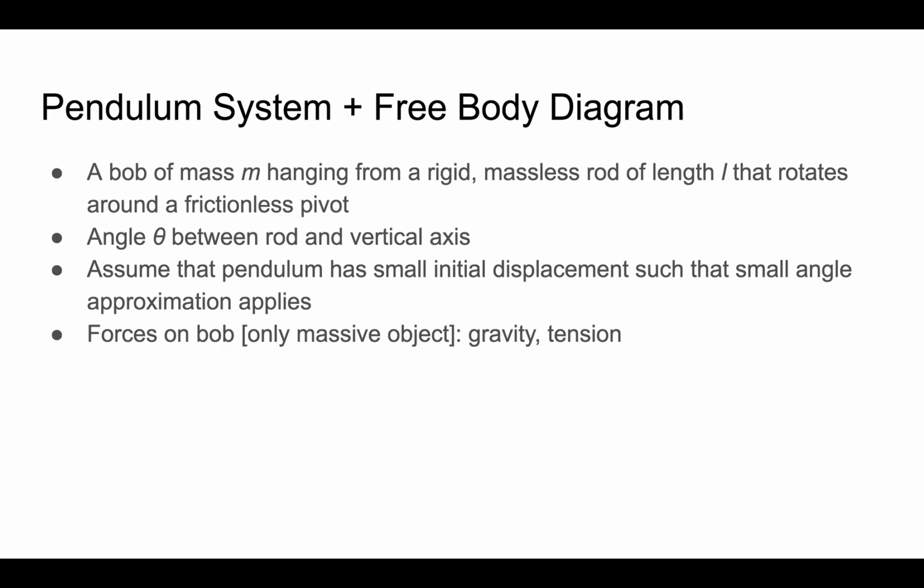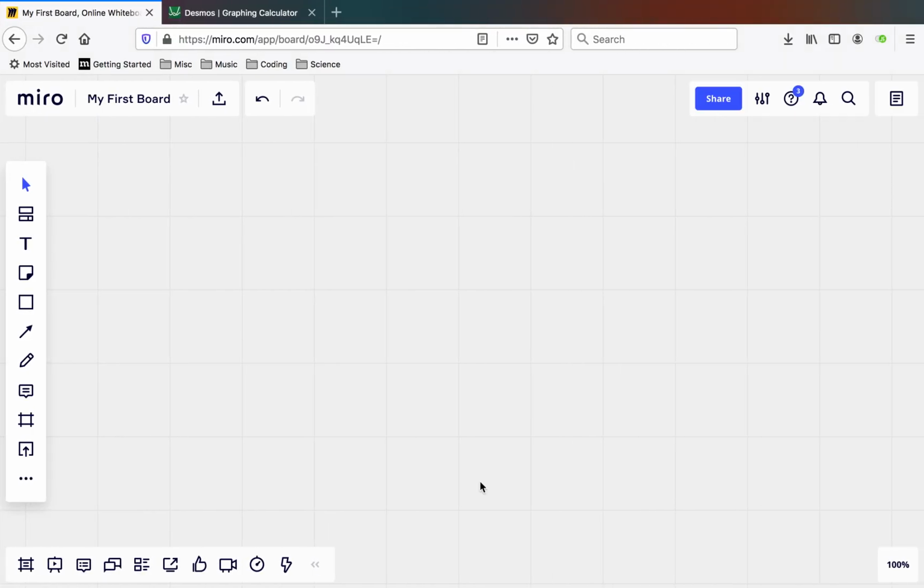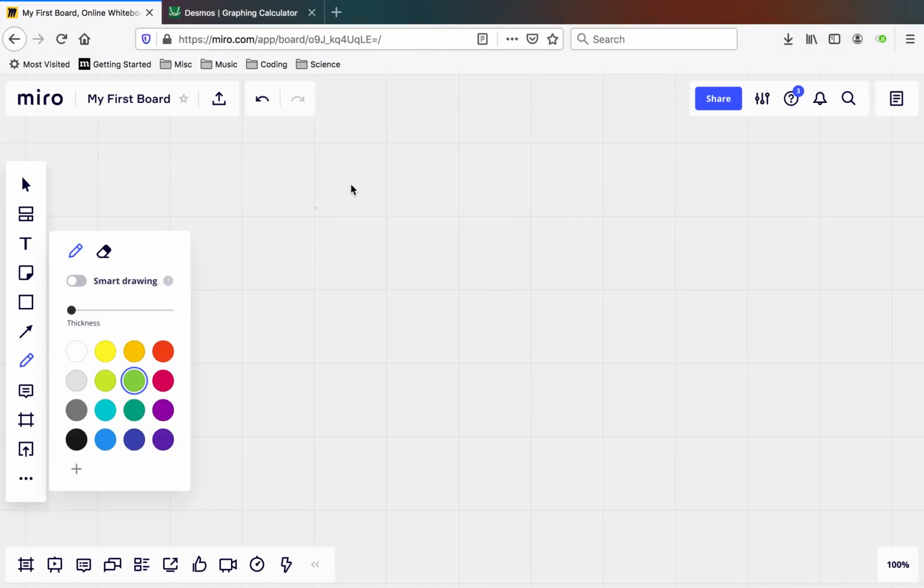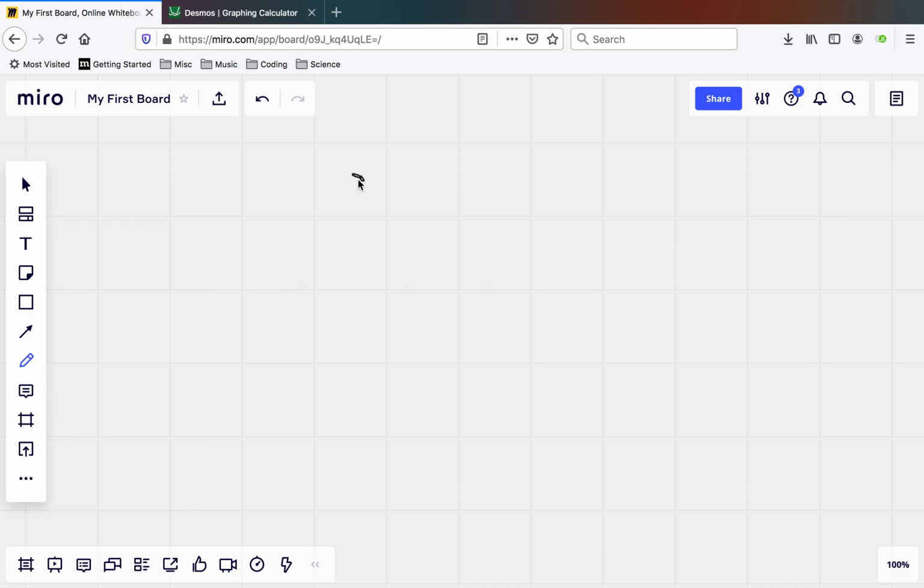So sine of theta is approximately equal to theta, cosine of theta approximately equal to 1, and tangent of theta approximately equal to theta. And let me do a drawing to show you what I mean exactly. We are going to use black. Here is our pivot. Let's make this rod.